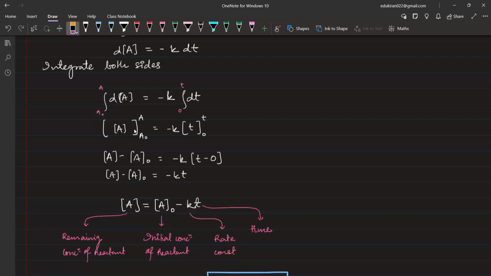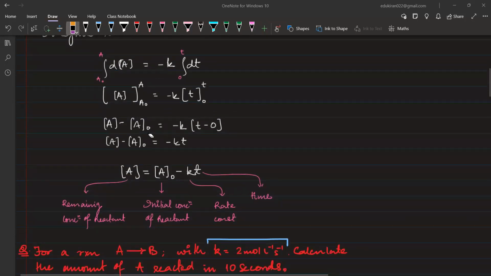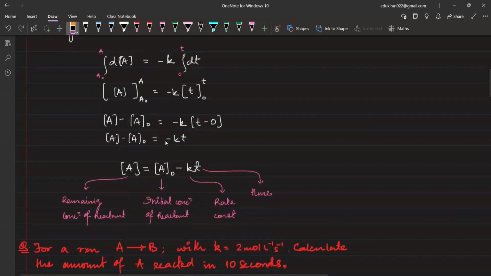Done writing this? I hope you are done writing this. अब बहुत ही आसान सा सवाल है, ठीक है. Please write this question: for a reaction A to B, calculate the amount of reactant that has reacted in 10 seconds. ठीक है, solve this.